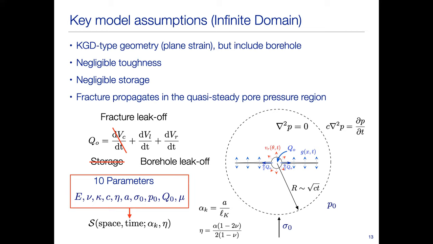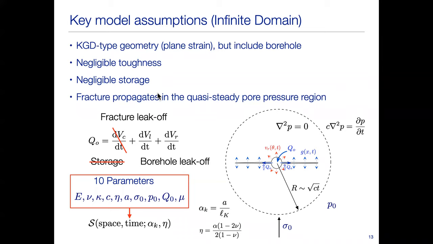It's a plane strain model, KGD type, but it includes explicitly the wellbore. It has negligible toughness, so K1C is equal to zero, and importantly, negligible storage. So the volume of the crack is very, very small compared to the volume of fluid being injected, and therefore it is being neglected and actually should be neglected, especially if we do numerical modeling, because it would be so small it would lead to ill conditioning of the equation if you had to take that into account, okay?